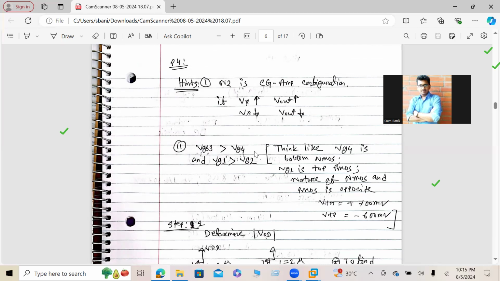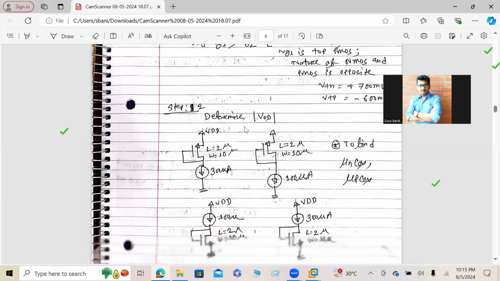And my BG3 should be greater than BG4, and my BG1 should be greater than BG2. Okay, I wrote an explanation here. If you have any question, please comment. Okay, I'm going to step 2.